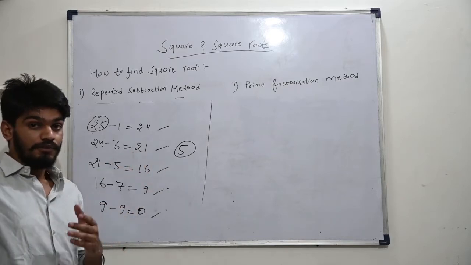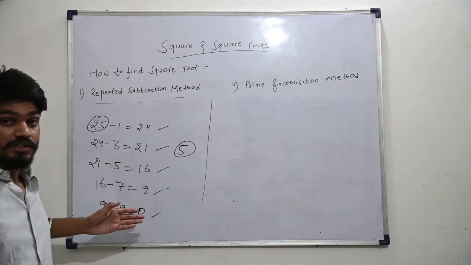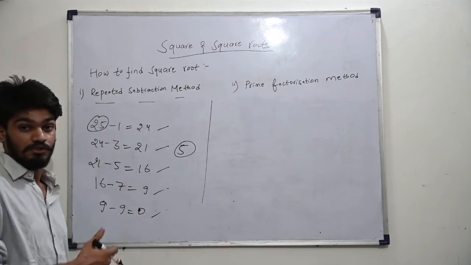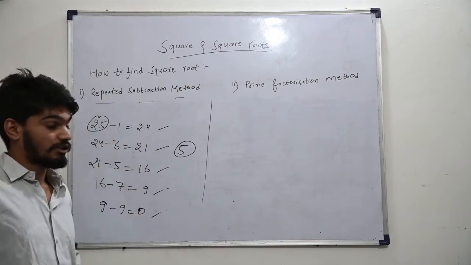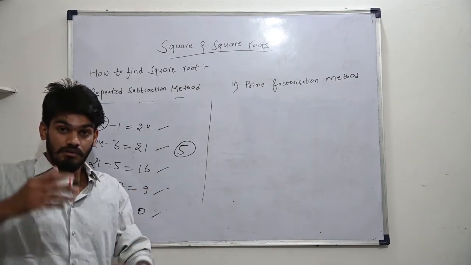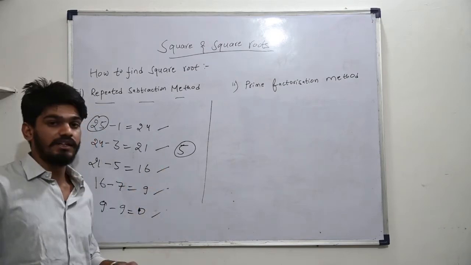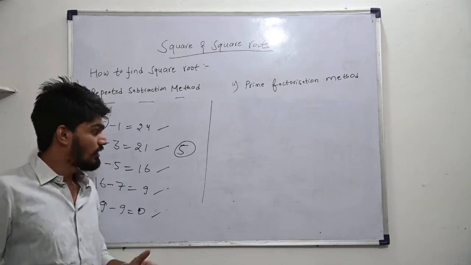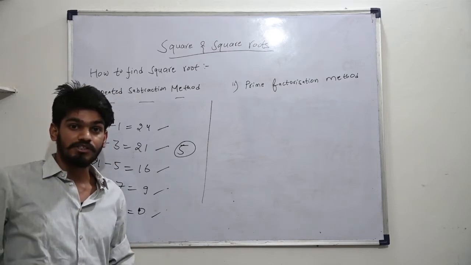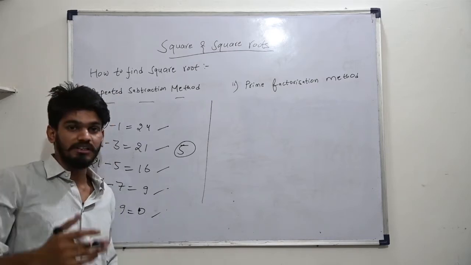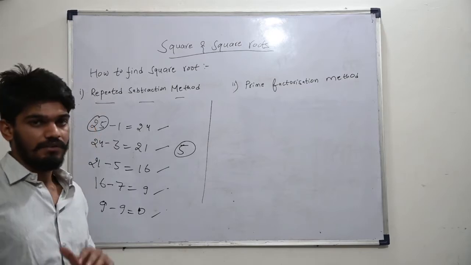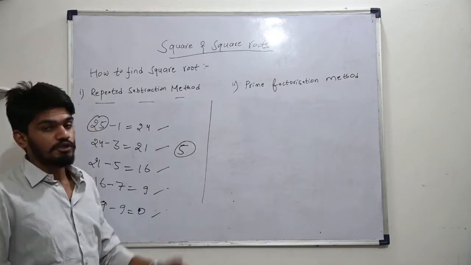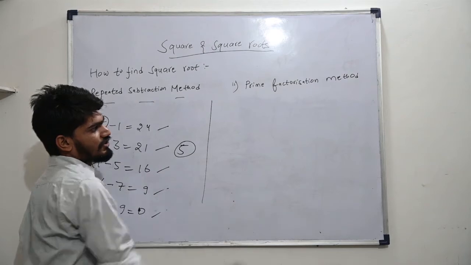Now student, if you will see, we have to count these steps, we have to subtract the odd numbers from it. So let's suppose we are going to find the square root of such a big number whose square root is, let's say, 30, 40 or something, then you are going to count 30, 40 steps. So that will be a massive method. So that's why we don't prefer this method. Which method do we prefer? Prime factorization method.